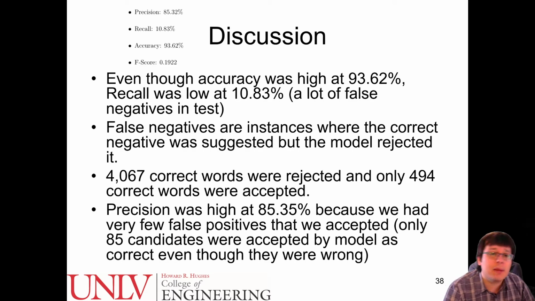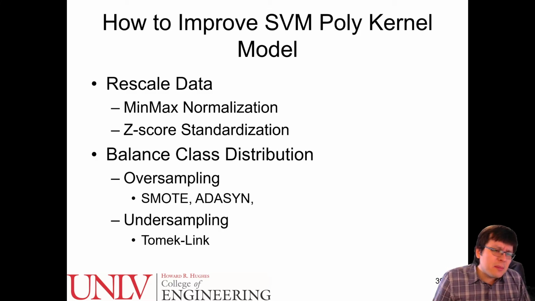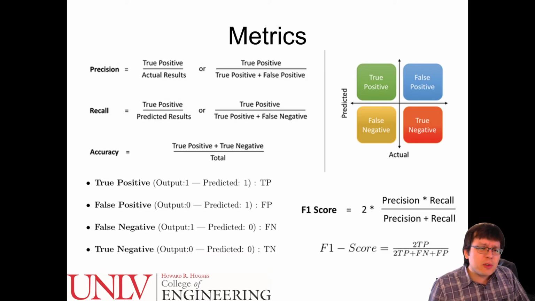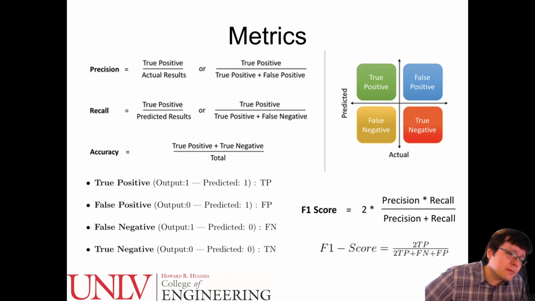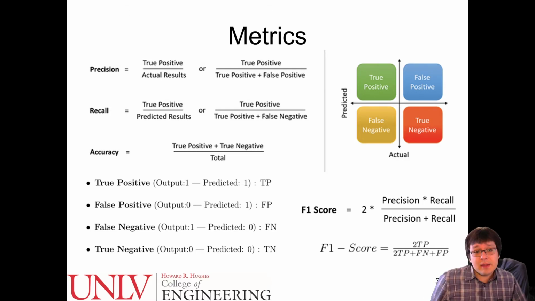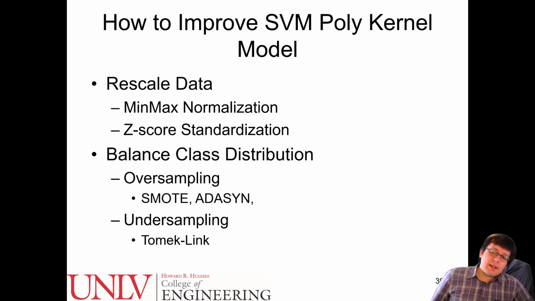So I want to have a little discussion about this and talk about the recall. Those are not bad values, precision is pretty good, but the recall is pretty bad. What the low recall is really telling us is that we're not accepting words that we should, which is kind of bad, right? So what do we do? The two most basic things, machine learning 101, that you can do are try normalizing your data set and balancing your class distribution.